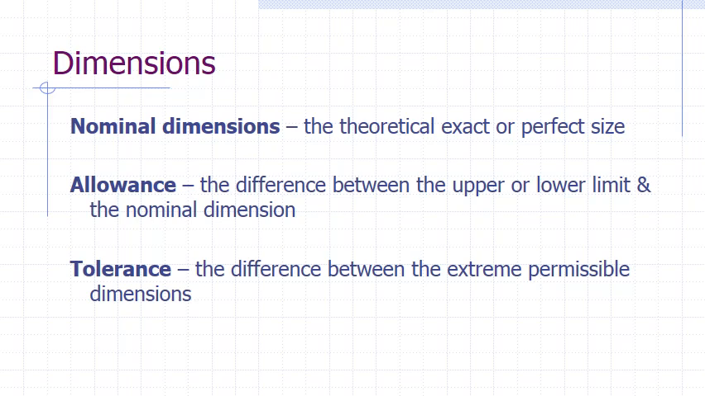The tolerance is the difference between the minimum and maximum limits of a dimension. The allowance is the difference between the upper or lower limit and the nominal dimension.